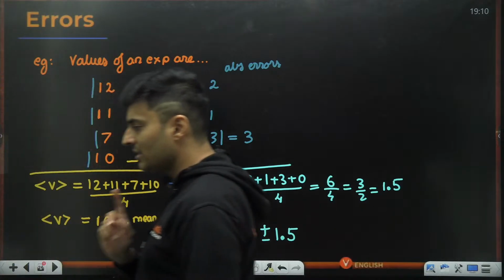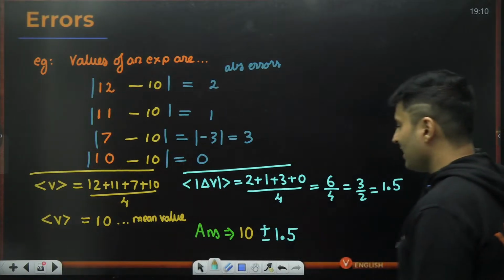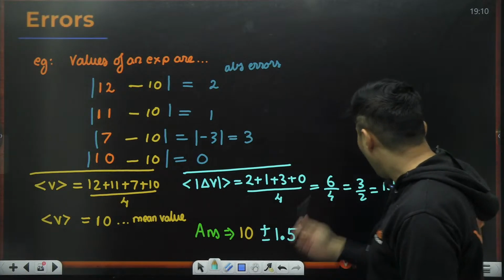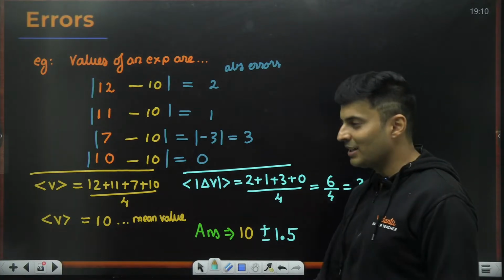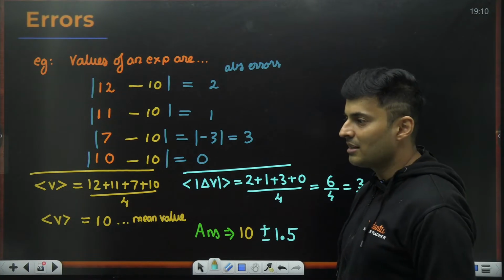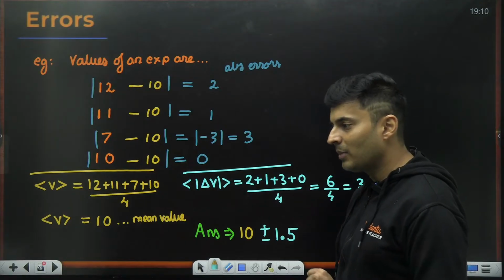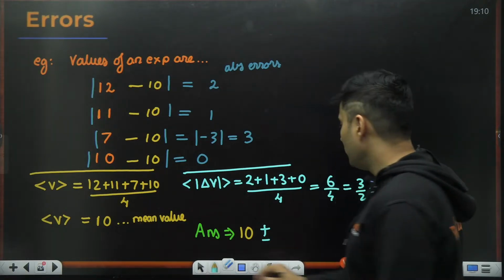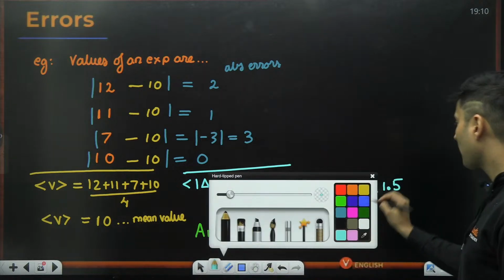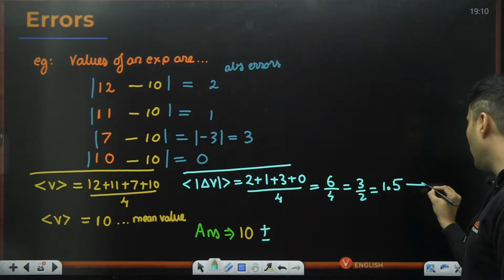There is a small mistake in this. The mistake is, how did we write this decimal place? Because there was no decimal place anywhere. So the uncertainty in the measurement was only till the integer part. Be careful, guys. So this is not going to be 1.5. You need to round this off.